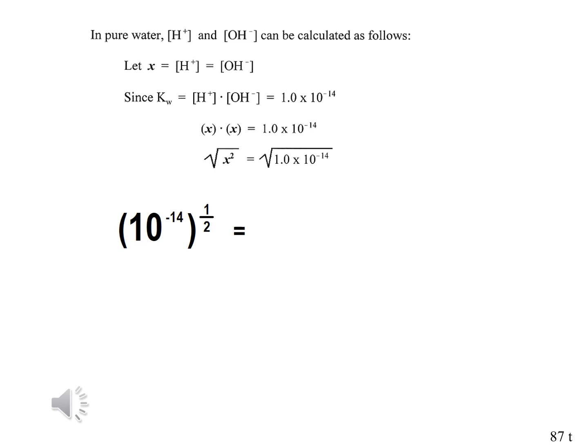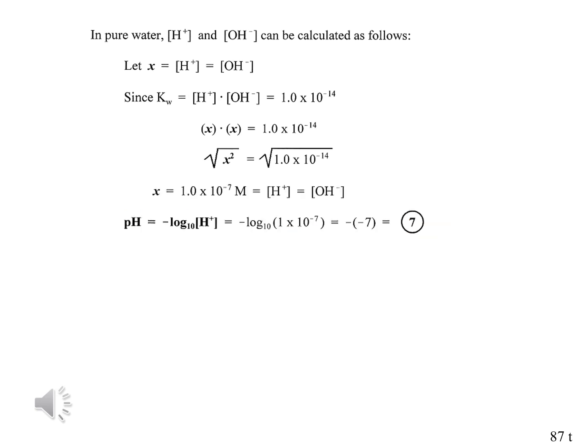Do you remember that taking the square root is the same as raising to the 1/2 power? So the square root of 10 to the minus 14 is the same as raising it to the 1/2. When you have exponents like this, you're supposed to multiply them. So this would actually equal 10 to the minus 7. You'd get the same answer if you did it on your calculator, 1 times 10 to the minus 7, but you can do it in your head.